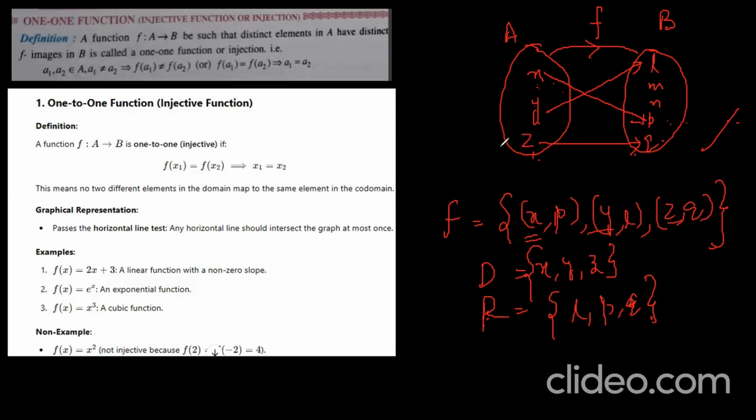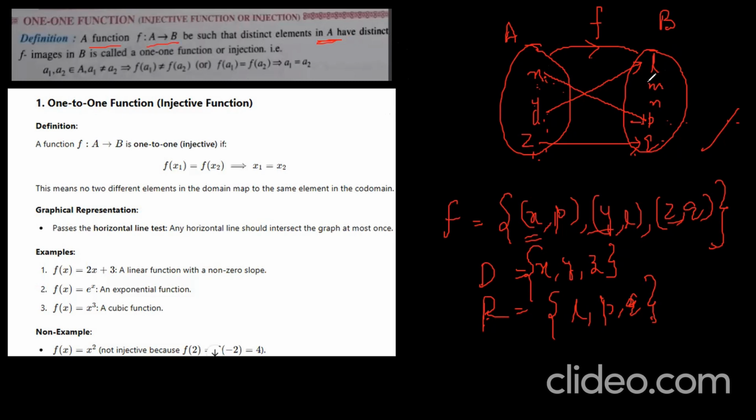Okay, if you want to define in a distinct elements, like in elemental form, suppose first let me define normal way, then I will go with the elements, by taking general elements. F maps A into B is such that distinct elements in A have distinct images in B. Then that function can be called as one-to-one or injection function.